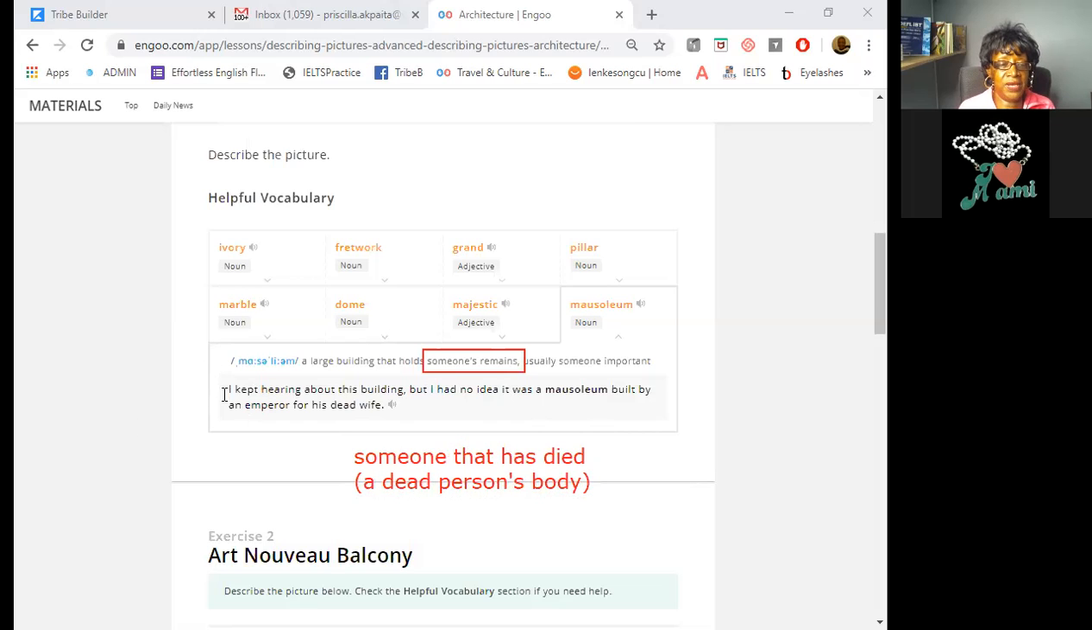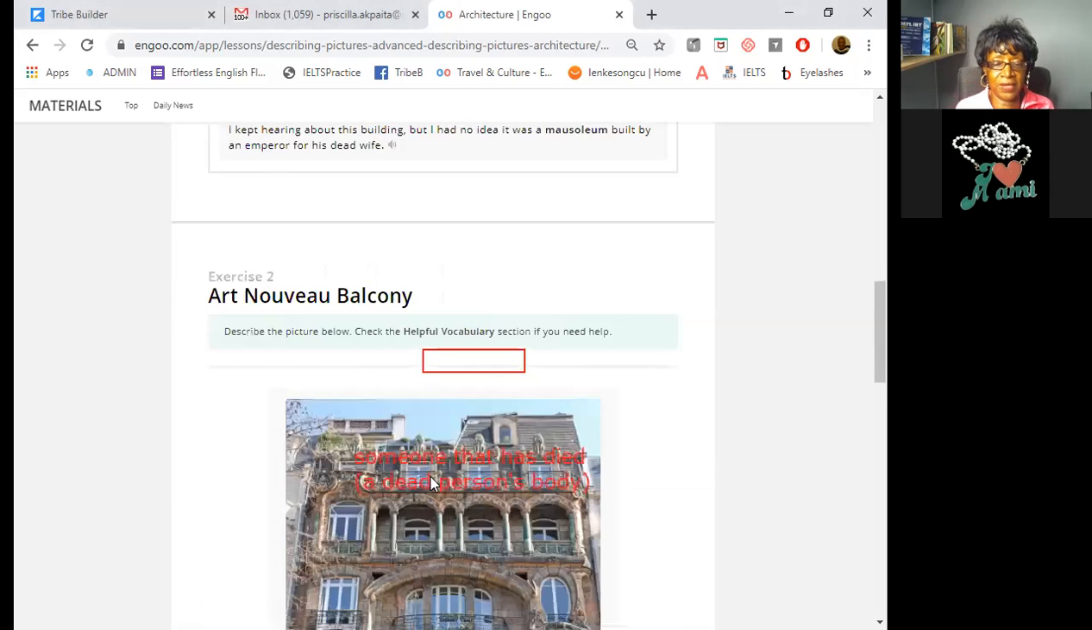Okay. Now read. I kept hearing about this building, but I had no idea it was a mausoleum built by an emperor for his dead wife. Okay, super. I kept hearing about this building, but I had no idea it was a mausoleum built by an emperor for his dead wife.